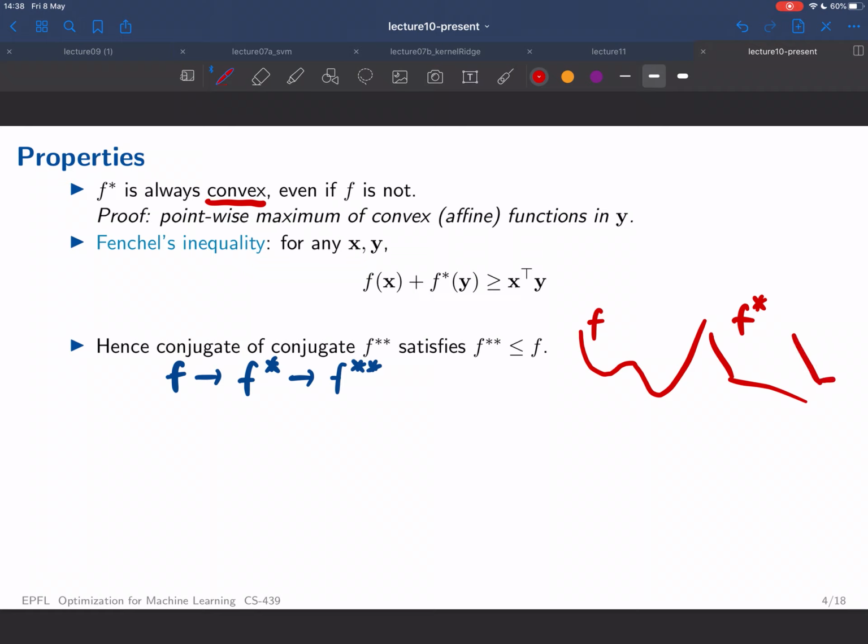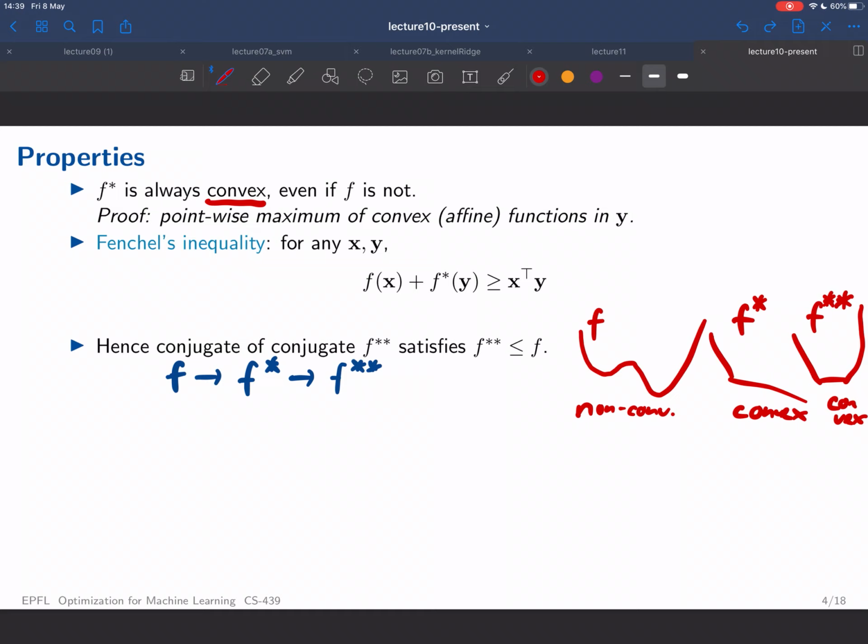Maybe something like this. I don't know exactly how it would look in this particular example, but I know that the double conjugate is certainly a convex function, and that will actually be very related to the original function f. It's kind of the envelope of the original function. So this was non-convex, then the conjugate is convex, and again this guy is convex. All right.